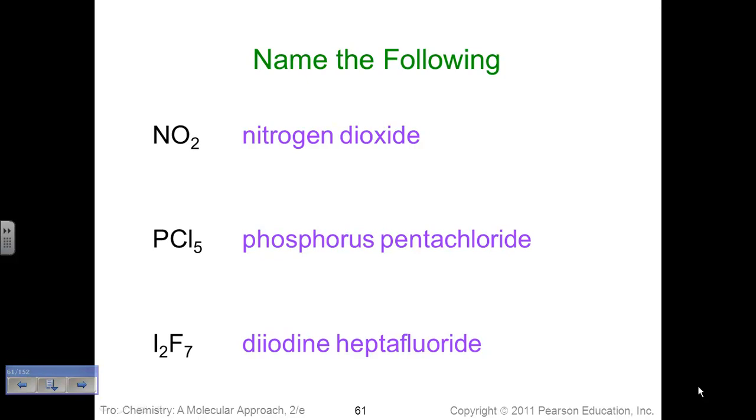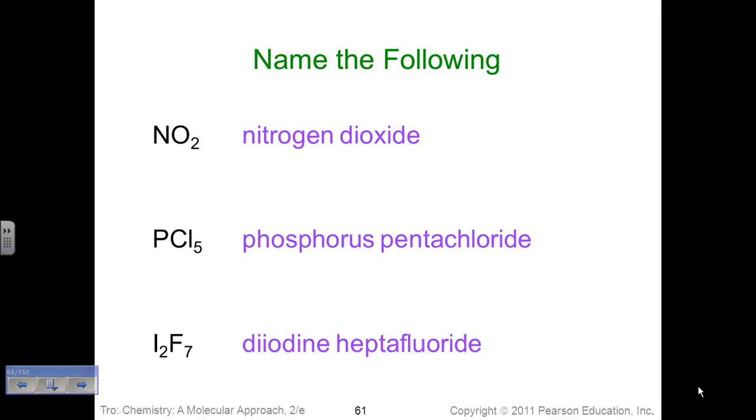The symbol N stands for the element nitrogen. The symbol O ending with "ide" is oxide. 1 nitrogen with 2 oxygens would sound like nitrogen dioxide. Notice the subscript 1 has been dropped from the prefix mono for that first element, just as it was in PCl5. P stands for the element phosphorus. Cl is chlorine, but naming it with an ide, it turns to chloride with the prefix penta. Reading that together, it says phosphorus pentachloride.